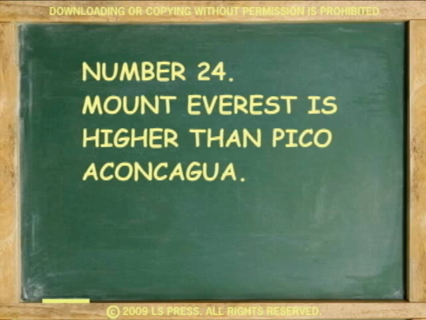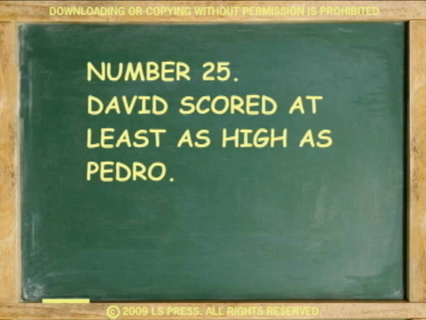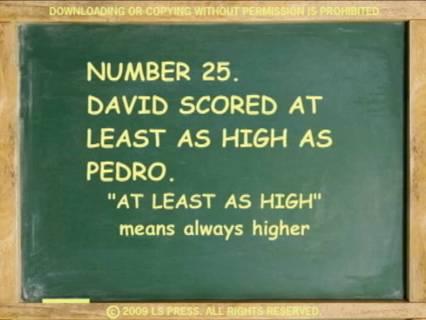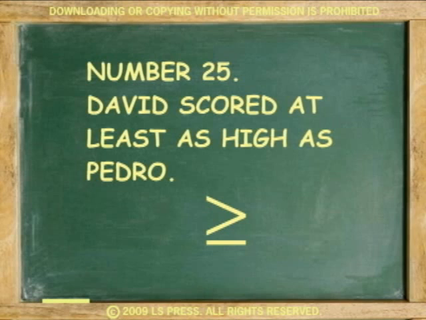Number 24. Mount Everest is higher than Pico Aconcagua. Higher means greater than, and greater than is the arrow towards the lower number. E is greater than A. Number 25. David scored at least as high as Pedro. At least as high means that it cannot go any lower, but always higher. So we use the sign greater than or equal to. D is greater than or equal to P.